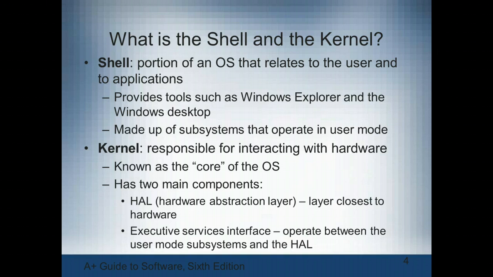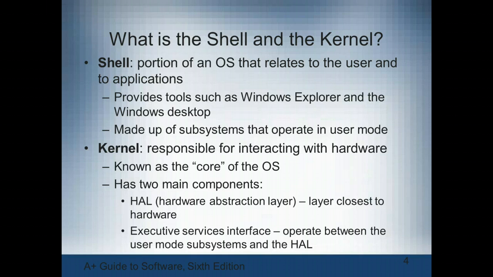Two main components: the HAL, the hardware abstraction layer, and the executive services. The hardware abstraction layer is hardware-specific drivers that get created. It's a file that gets created when you install the system. This really doesn't have any effect on virtual machines. What this says is that you can't take the hard drive from one chipset to another chipset and have the system run. So that's the HAL, a hardware-specific layer closest to the hardware.